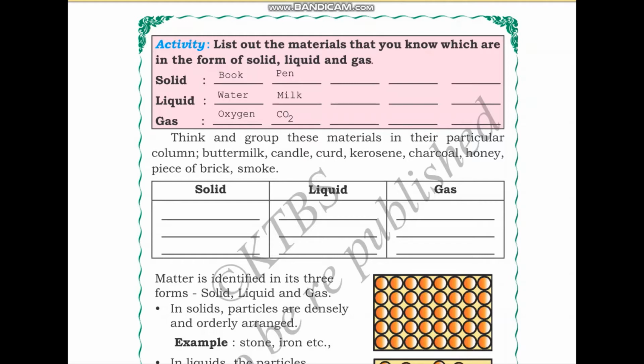Next, think about any other solids in front of you. So, the table and benches you sit on can also be examples for solids. Let us add that to the solid part of the table. So, a table that you sit on is an example for the solid.